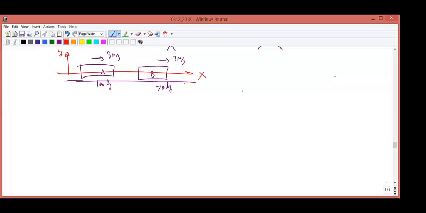I'm going to pick my axis x such that every vector that goes towards the right is positive, and every vector that goes towards the left is negative. And I'm going to write the momentum conservation law. The sum of all the momentum initial is equal to the sum of all the momentum final. In this case, this refers to a one-dimensional case: all the momentum initial in x is equal to the sum of all the momentum final in x.